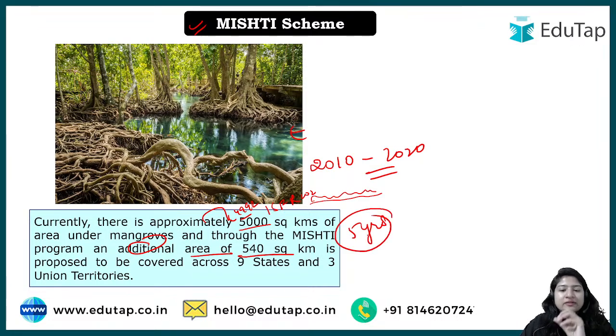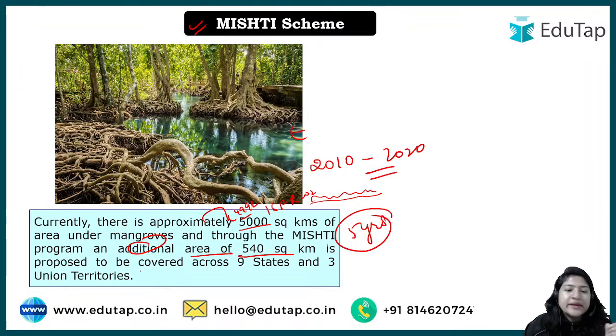The government has decided that in these 5 years we will do reforestation and afforestation of the mangrove species. Reforestation means where initially a forest existed, now deforestation has happened, so making it a forest again is reforestation. Afforestation is when you are adding trees in new areas.